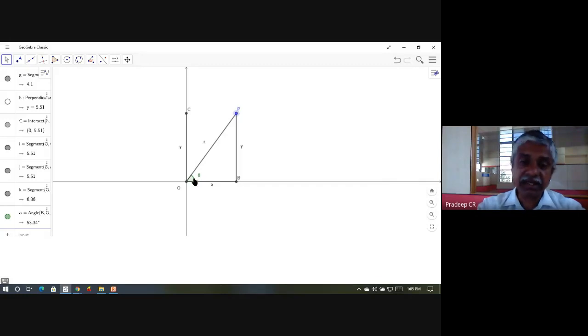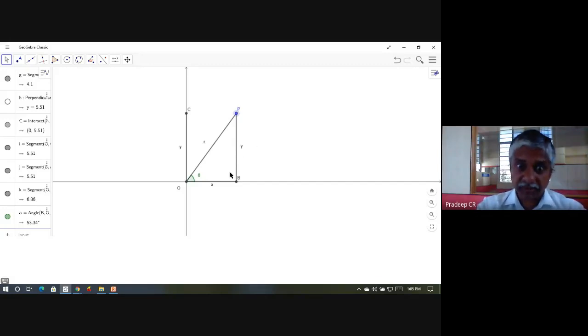Similarly, sin theta is Y by R. By definition, sin theta is opposite side by hypotenuse. So here in this right angle triangle, the opposite side to theta is Y and hypotenuse is R. So sin theta is Y by R, which means Y is equal to R sin theta. That means this length PB is OP into sin theta, because sin theta is PB divided by PO, or BP by OP.